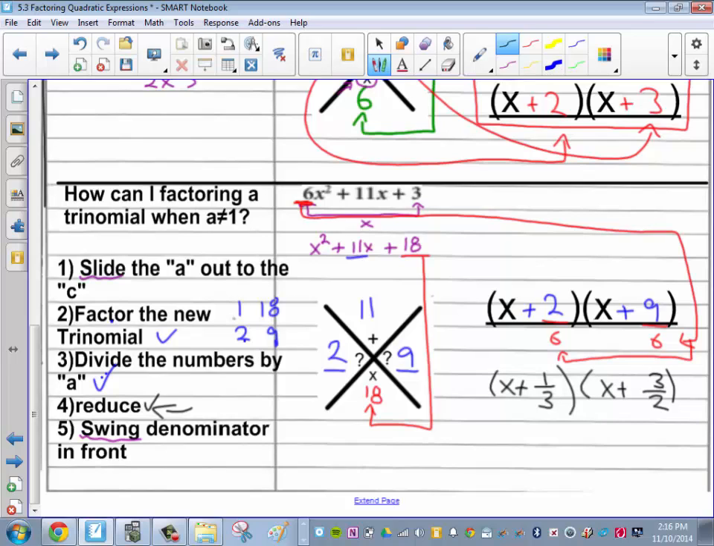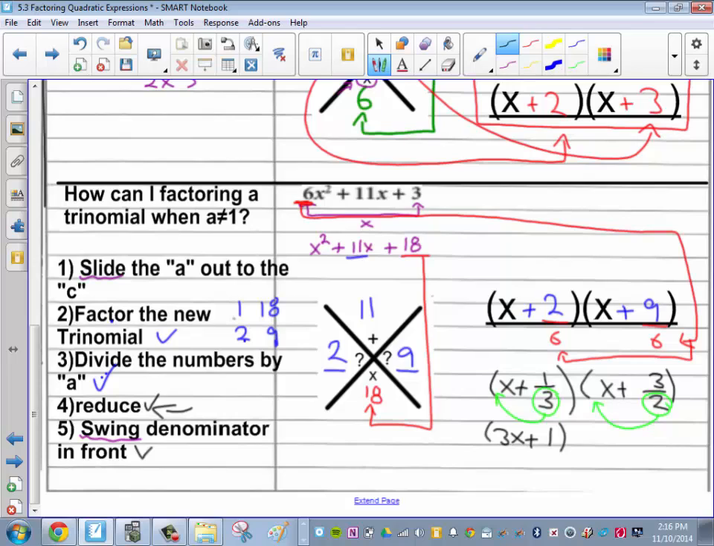Last step is the swing. Swing the denominator in front if there is a denominator. Sometimes there isn't. So we got to do a little swing action. We're going to take this and swing it right up in front there. We're going to take that and swing it right up in front right there. And so what you get, check this out, guys. I get 3x plus 1.